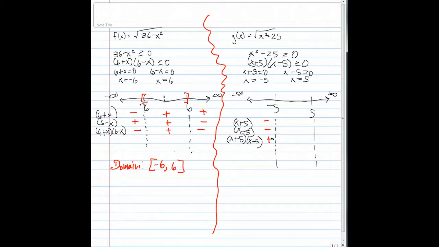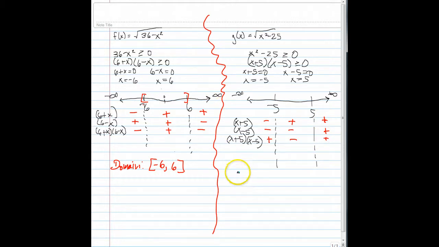Then we have something between -5 and 5. Let's use 4. 4 plus 5 is 9. That's definitely positive. But 4 minus 5 is -1. So then we have a positive times a negative, which is a negative. Then let's pick a value greater than 5. 20. That's definitely positive, and we have a positive times a positive equals a positive.